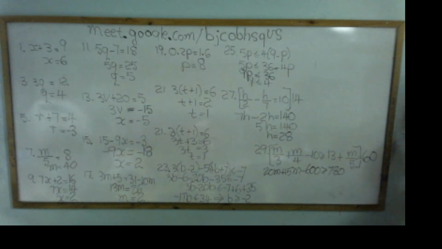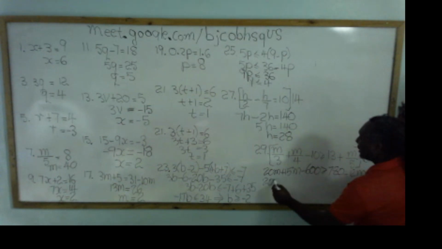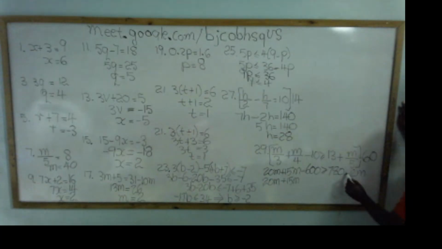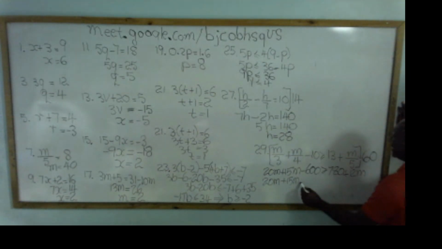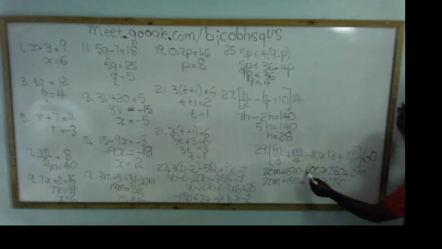Then 5 into 60 is 12. 12 times m is 12m. So we'll accumulate all of the m's on the left hand. Some of the students would have fallen asleep already. And this positive 12m will be eliminated from that side. 780 goes back, and we will eliminate the negative 600 from that side.